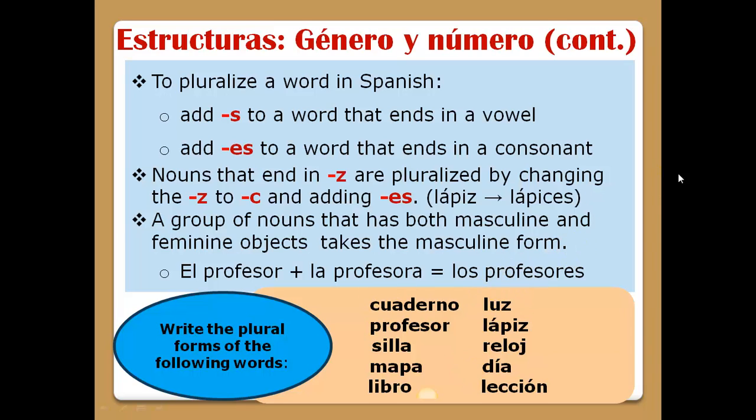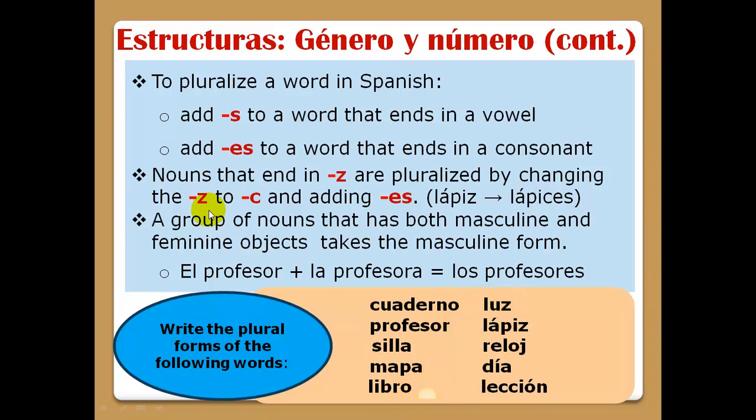Okay, so cuaderno, to make that plural, since it ends in a vowel, we're just going to add an S. Cuadernos. Profesor ends in a consonant, so we'll add ES. Profesores. Silla ends in a vowel, so you should have just added an S. Mapa ends in a vowel, add an S, mapas. Libro ends in a vowel, so add an S, libros.